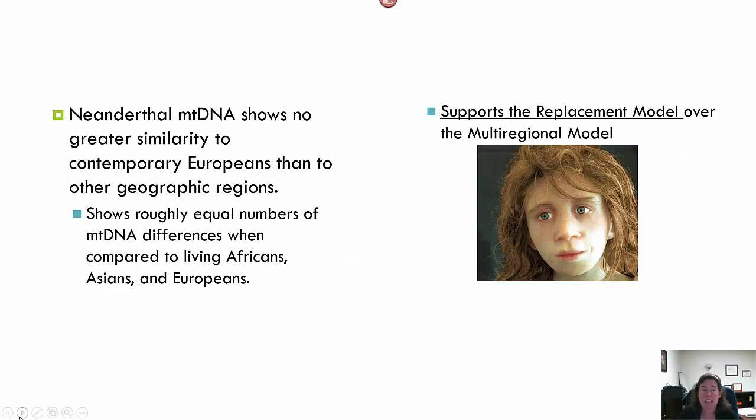It's been noted that Neanderthal mitochondrial DNA shows no greater similarity to contemporary Europeans than to other geographic regions, and that was one of the assumptions or implications of the multi-regional model. We see that there's roughly equal numbers of mitochondrial differences when compared to living Africans, Asians, and Europeans.